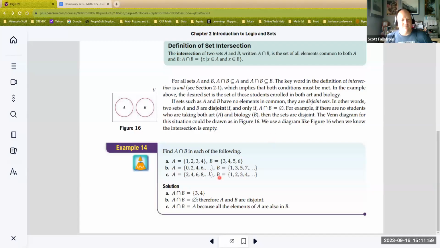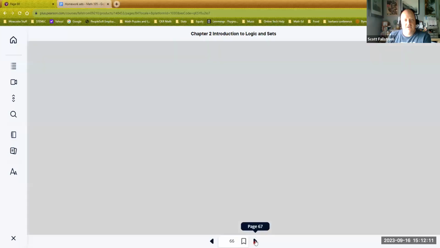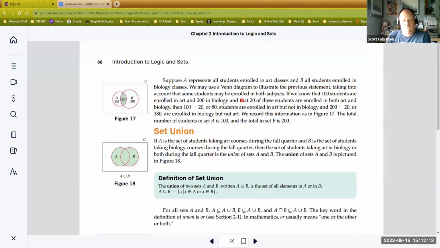So there's a nice little example with some sets that have numbers in it. The intersection is what is common to both. Sometimes there's nothing common to both. Sometimes there's many things. Let's continue on.